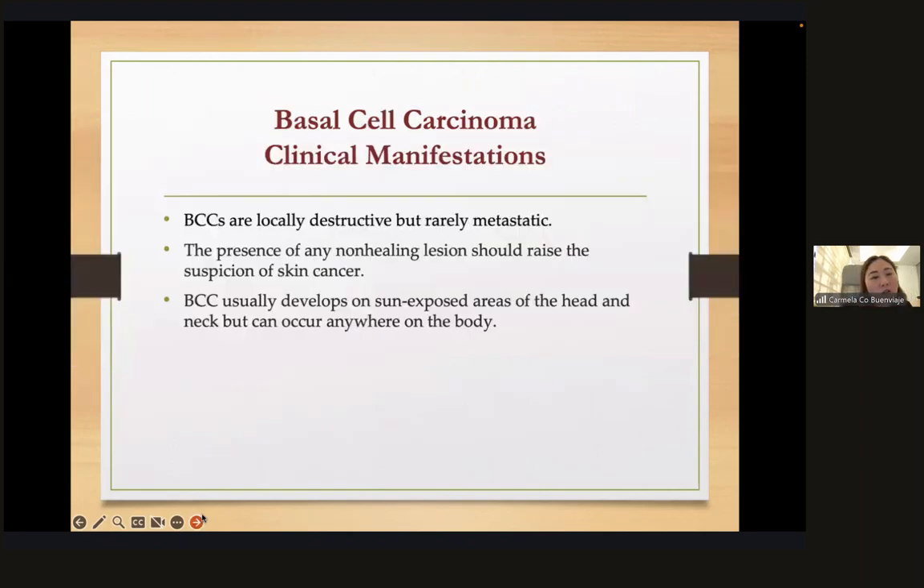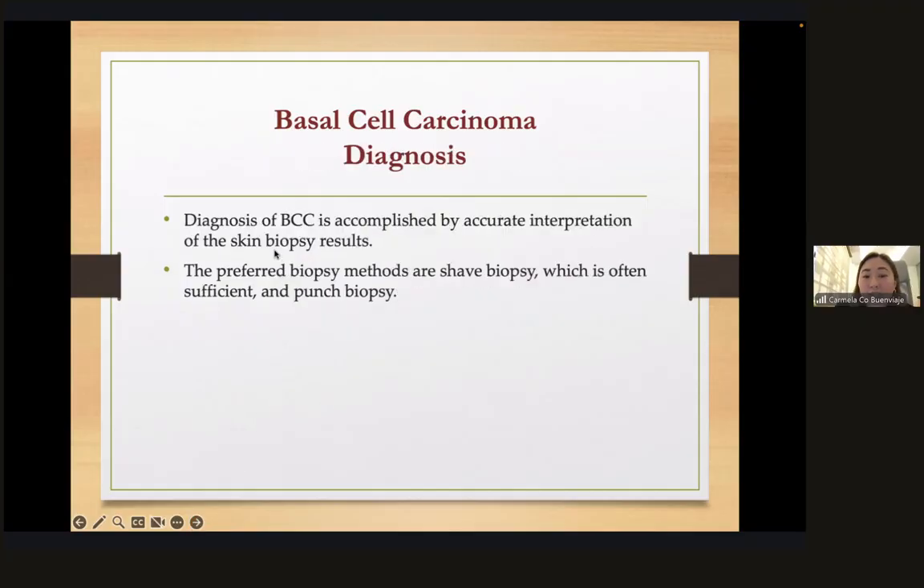Okay, so for clinical manifestations, BCCs are locally destructive but rarely metastatic. The presence of any non-healing lesion should raise a suspicion of skin cancer. BCC develops on sun-exposed areas of the head and neck, but it can actually occur anywhere in the body. Diagnosis is accomplished by accurate interpretation of skin biopsy results. The preferred biopsy methods are shave biopsy, which is often sufficient, and of course, punch biopsy, which is better.